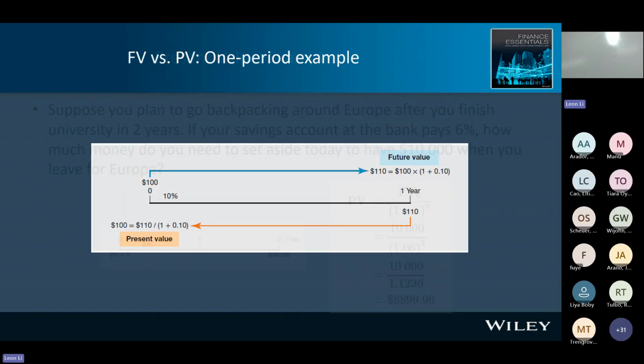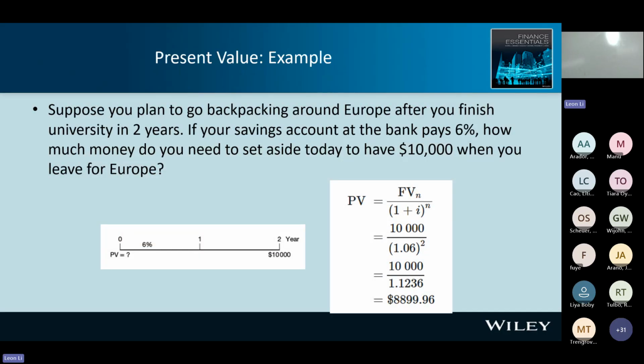Now we are going to give you several examples to do the present value calculation. Suppose you plan to go backpacking around Europe after you finish the university in 2 years. If your savings account at the bank pays 6%, how much money do you need to set aside today to have $10,000 when you leave for Europe?